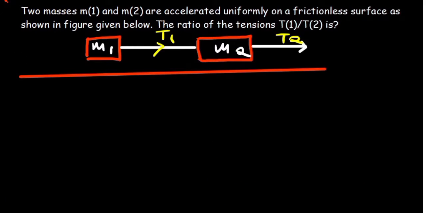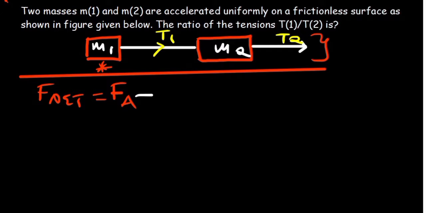The next question says, two masses M1 and M2 are accelerated uniformly on a frictionless surface as shown in the figure given below. The ratio of the tensions is what? Okay, so we're trying to find the ratio of the tensions. We just have to come up with a relationship that is going to guide us. I'll start by looking at my M1. What is making it move towards the right? It's the tension, right? In general the net force is the force making it move, the force applied, minus the opposing forces.